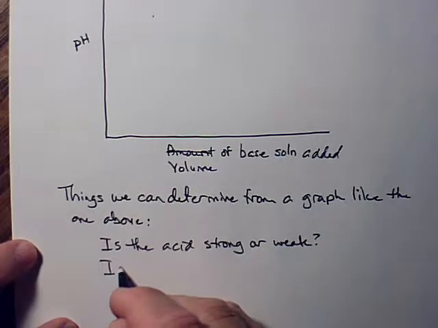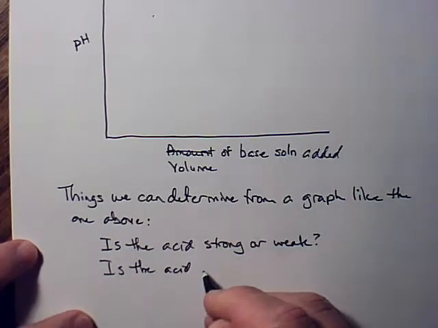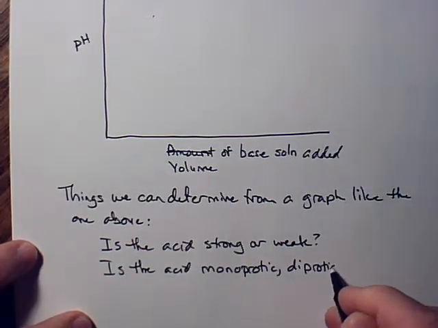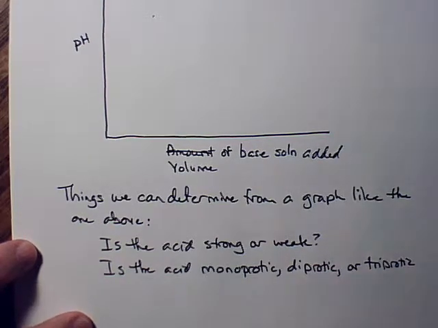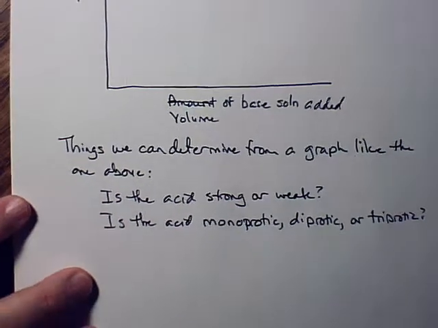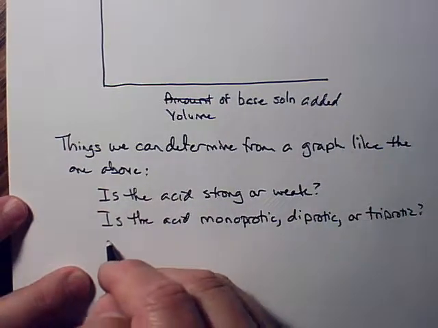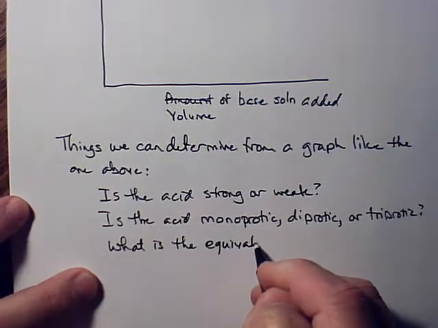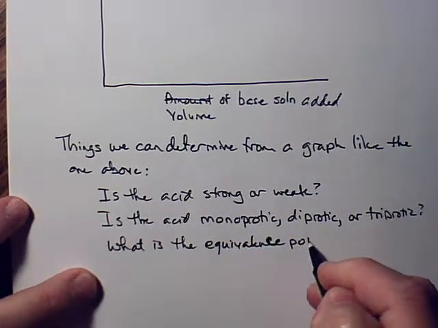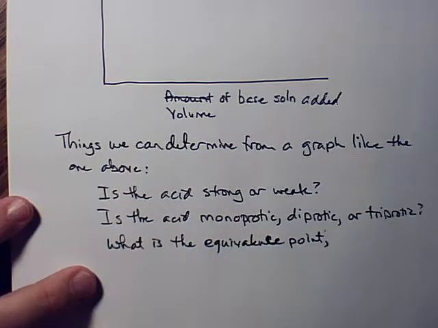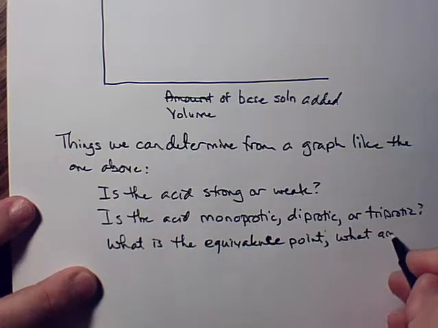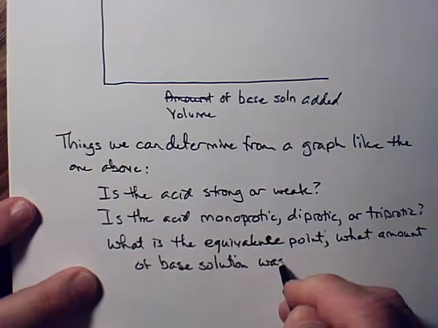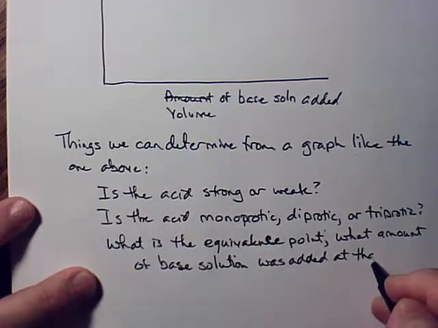Okay? We can figure out is the acid monoprotic, diprotic, or triprotic. We can figure out what the equivalence point is. We can determine what amount of base solution was added at that point.